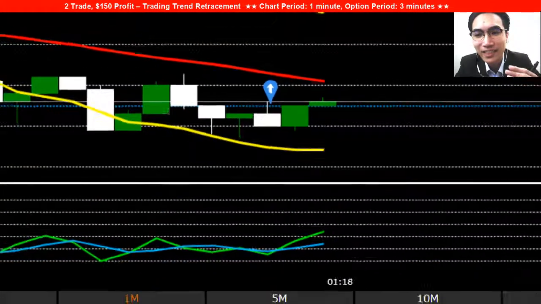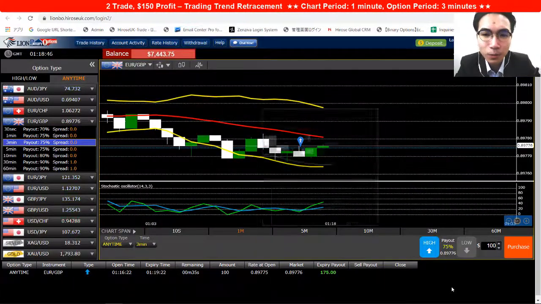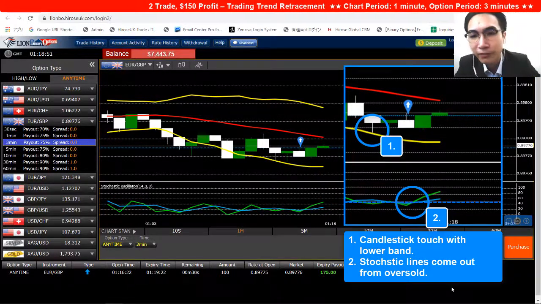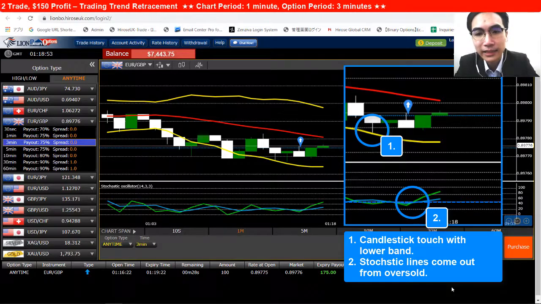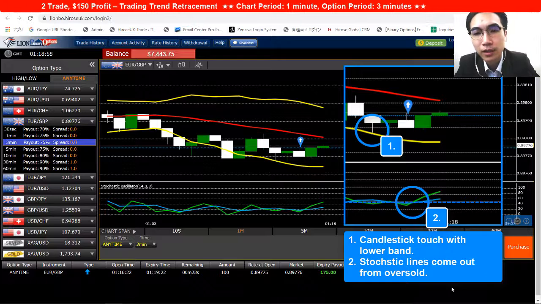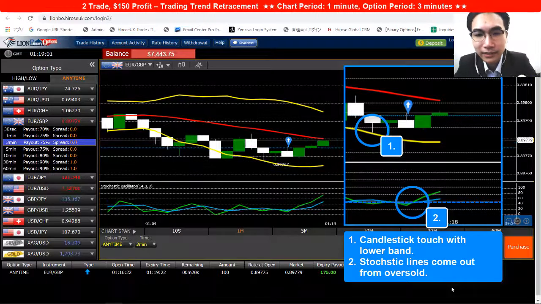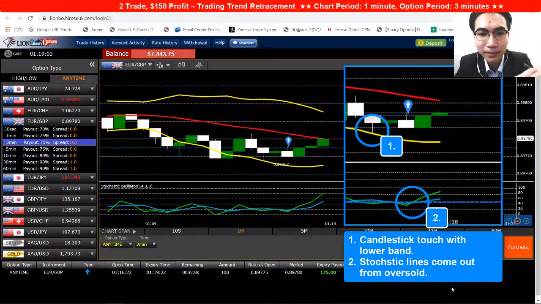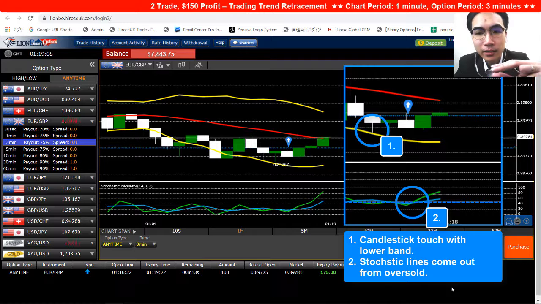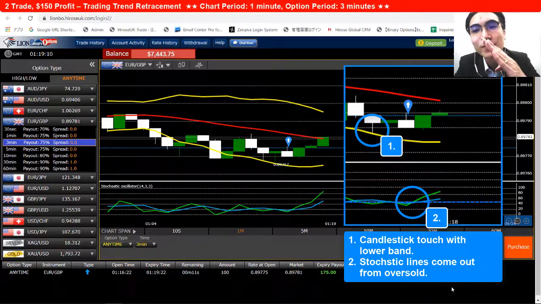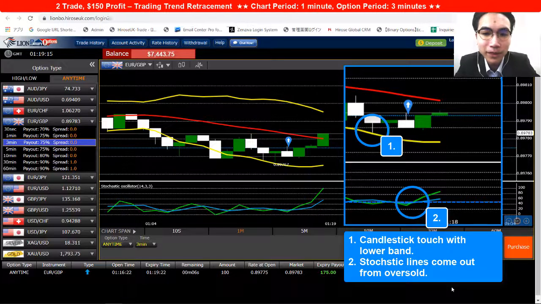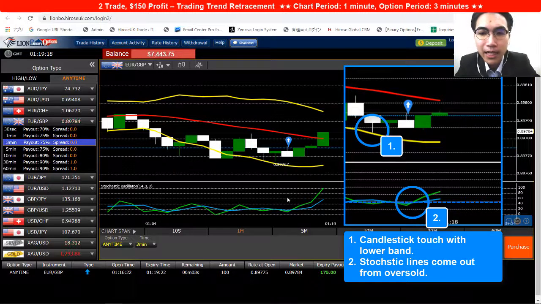And now let's take a look at the purchase timing. I will take a look at the Bollinger Band first, and I see that a candlestick has touched the lower band. Then I move on to the stochastic, where the price was moving within the oversold level, and when the 2 lines go out of the oversold level, I will place a high option there. That's pretty much the key points of this strategy.